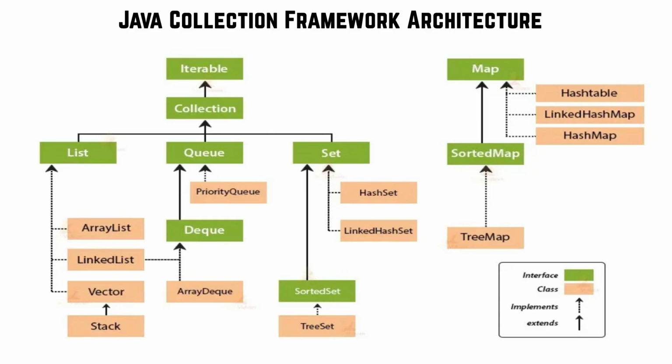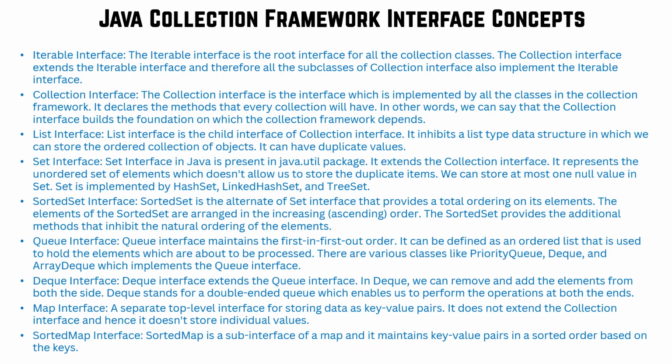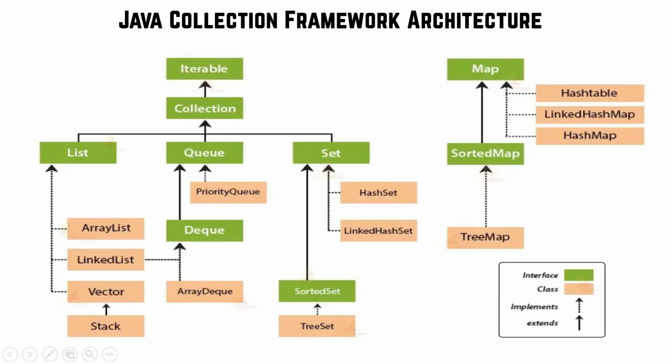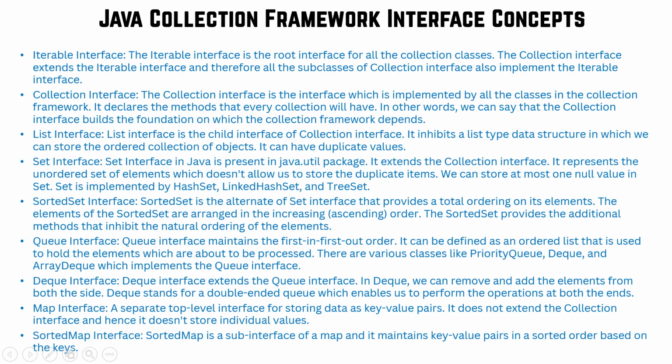Now let's go to the part where I have specially mentioned what all this is about, the interfaces and the classes we'll be discussing slowly. So the Iterable interface, you could see Iterable is the starting interface. The Iterable interface is the root interface of all collection classes. The Collection interface extends the Iterable interface, and therefore all the subclasses of the Collection interface also implement the Iterable interface. So it is the root interface.